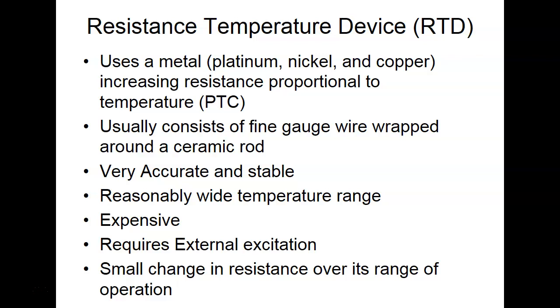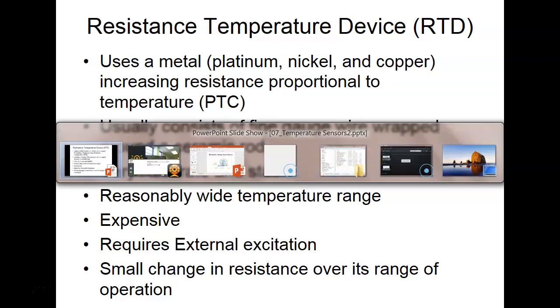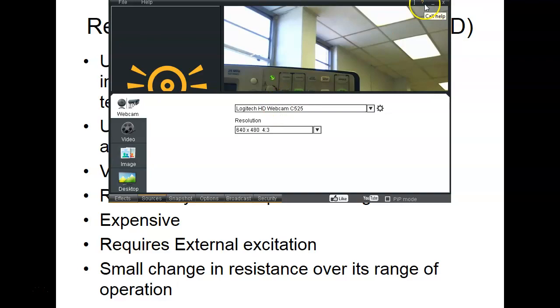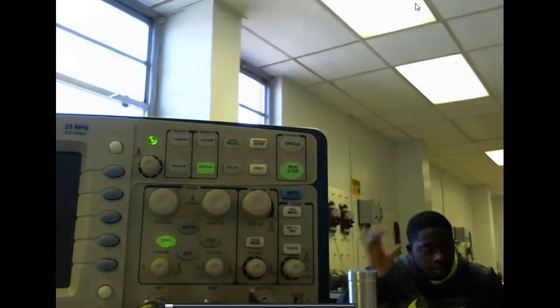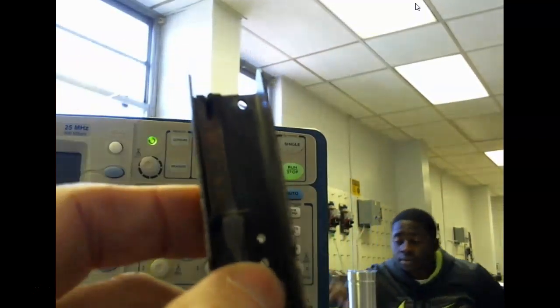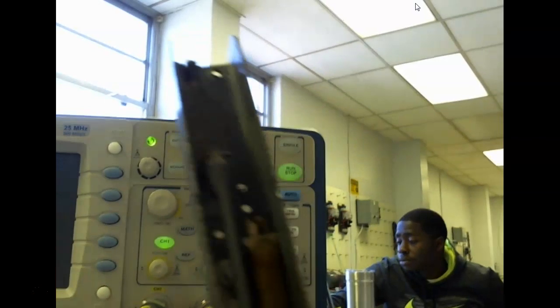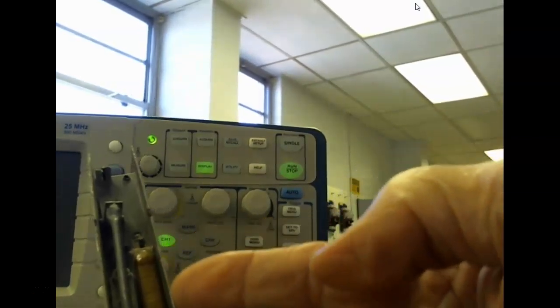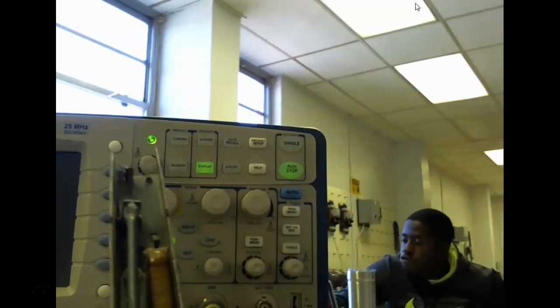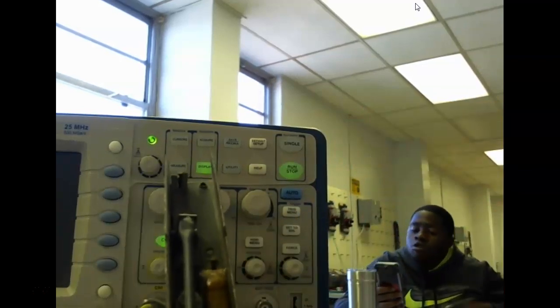By the way, this is a bimetallic strip, undoubtedly, but somebody broke it. Might have been me. So this is a bimetallic strip out here on the end, and this just operates a switch. Here's an RTD right here, and it's just a bunch of fine wire around something, right?